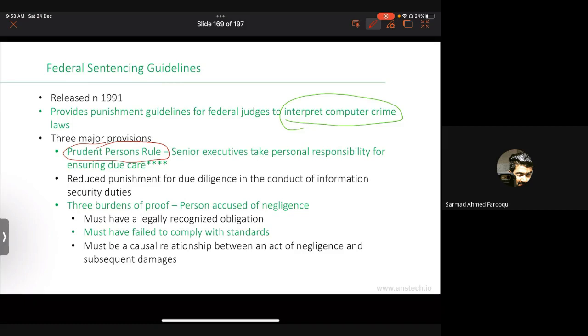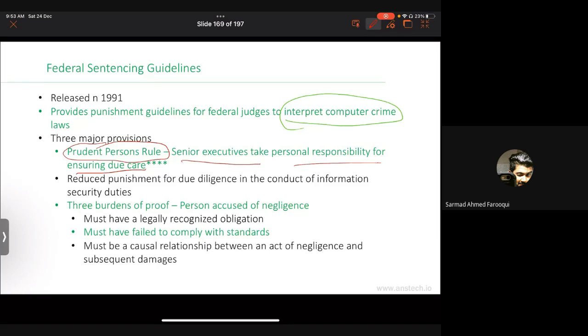So if senior executives take personal responsibility for ensuring due care. Say something happened in your organization, you got hacked and there was a lawsuit saying that the senior representative should be reprimanded or jailed. But then you are able to prove that you took all your precautions, you had good risk management in place, you took good due care, and some APT was able to successfully perpetrate a crime for which you are not responsible.